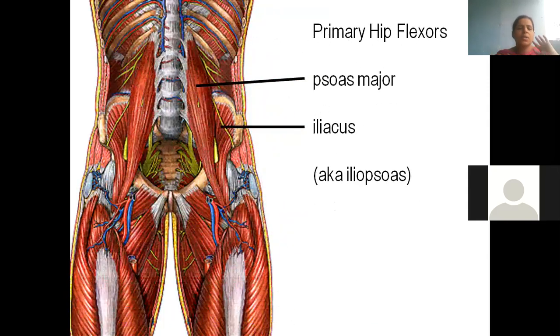In fact, this picture helps you to understand where these muscles are. This is the posterior abdominal wall. This is the psoas major muscle. This is iliacus. Together you call it iliopsoas, and it gets inserted into the lesser trochanter. This is our femoral triangle where we have the femoral vein, artery, and nerve.